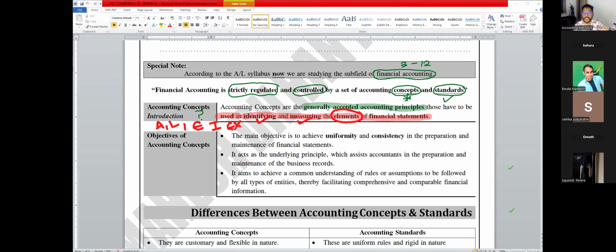If you were asked to define, or if somebody asked you, what do you mean by accounting concepts? What it says, you have to say. They are the generally accepted accounting principles in financial accounting, right? And they must be used in measuring and identifying the elements of financial statements. Are we clear? Right. Perfect.